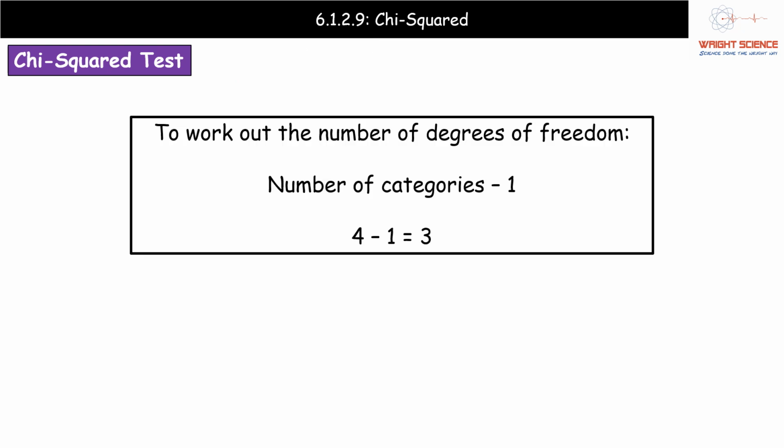The next thing we need to do then is to work out the number of degrees of freedom that we are dealing with in this particular context. So if we think about how to do this, it's quite simple. It's your number of categories minus 1. So in the example we just looked at, we had yellow and round, green and round, yellow and wrinkled, green and wrinkled. We had 4 categories. So to work out the degrees of freedom, 4 minus 1 gives us 3. It really is that straightforward. So degrees of freedom, however many categories there are, minus 1 gives you that.